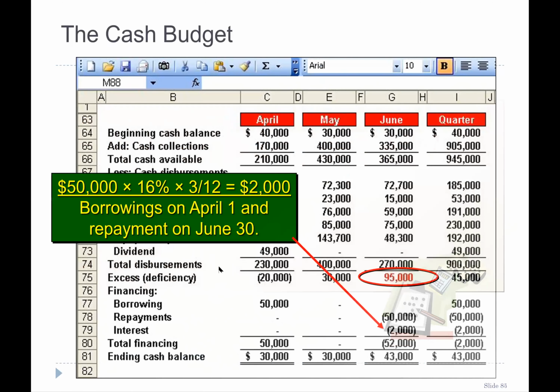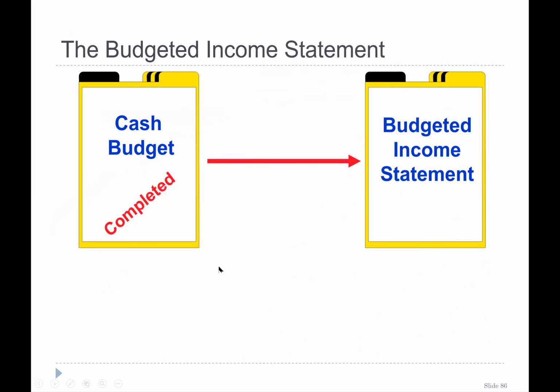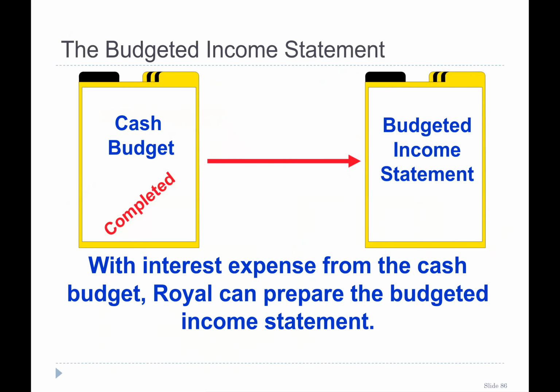Any question, guys? If no more questions, we have completed our cash budget. And now the logical point is we move to making of financial statements, right? So let's talk about the budgeted income statement.